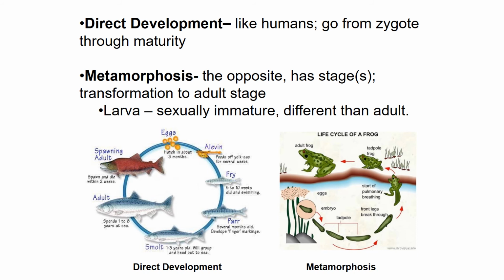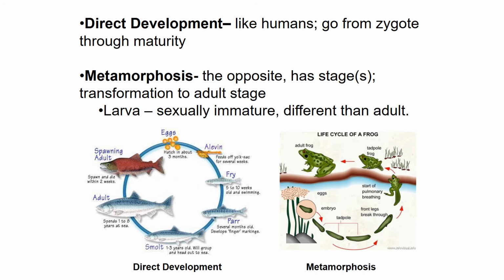Once embryo development finishes, there are two types of development in animals, going from the young organism to the more mature adult. In direct development, organisms develop like humans, where the offspring are miniature versions of the adult, and as they develop, they get larger and eventually reproductively mature. You can see this in the fish life cycle pictured here.